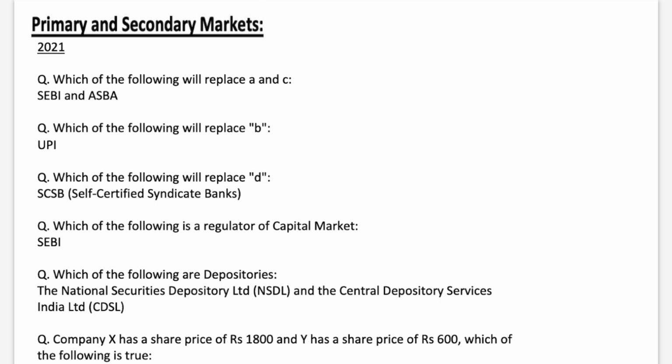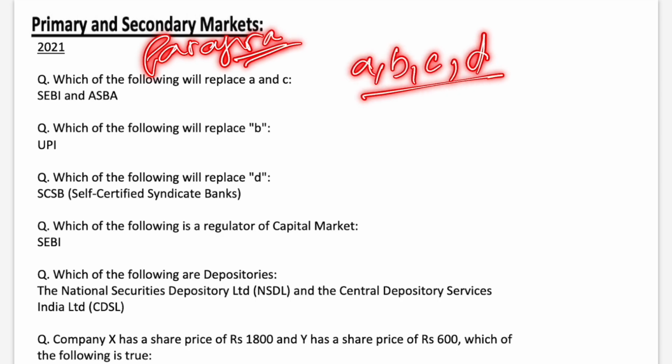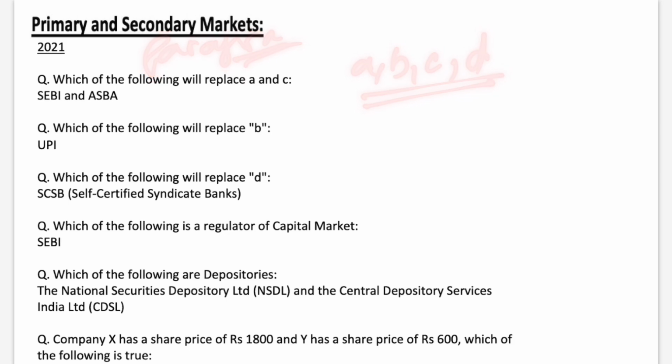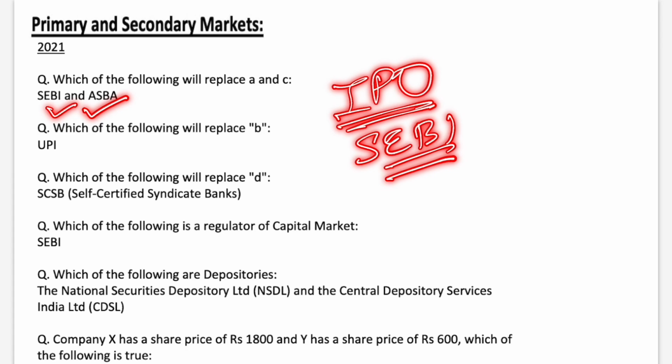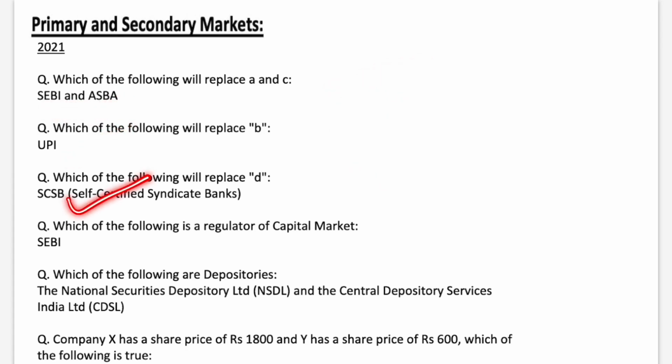So now here, these were the questions from the primary and the secondary market from 2021. There was a paragraph actually, and there were A, B, C, D options in the paragraph, which you have to fill. It was all about the IPO, I think. So who regulates it, right? And then you have UPI से आप pay कर सकते हो, and it should be a self-certified syndicate. Banks can only participate in ASBA.